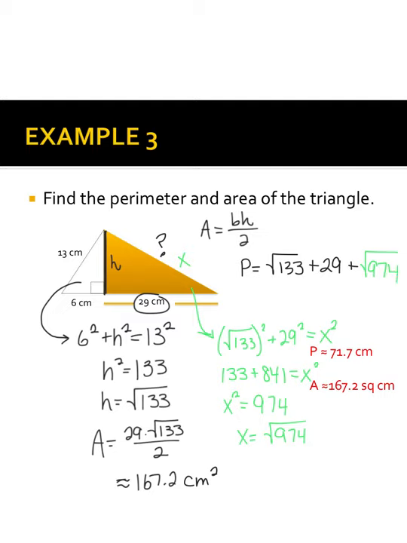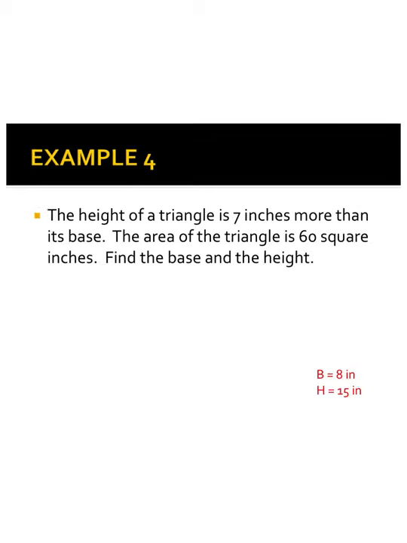Add those all up together, use your calculator. It doesn't tell me an exact answer. If it did, I would check if 974 could be simplified, but this is going to be approximately 71.7 centimeters. Remember, perimeter is just your units, area is your units squared.